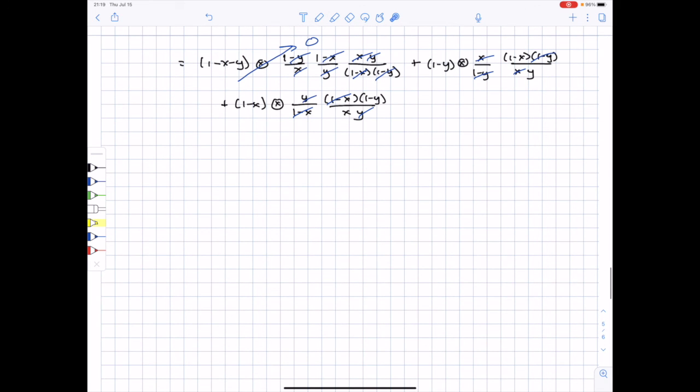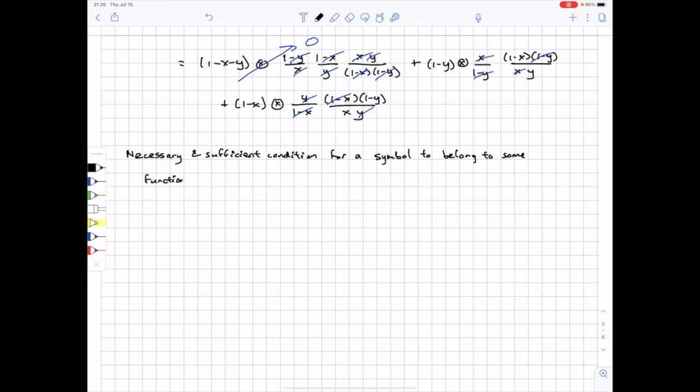Let me just mention there is a condition for a symbol. If you just write down some symbol, of course it's not guaranteed it would be the symbol of some function. So a necessary and sufficient condition for a symbol to belong to some function is called integrability.